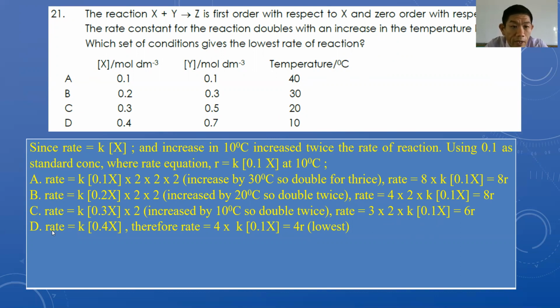And then as for D, rate is equals to 0.4x, therefore rate is equals to 4 times K 0.1x, so increase by 4 times only. Therefore, it's the lowest among the choices. So the best answer in here is D. So that is how we are going to compare for such type of questions.